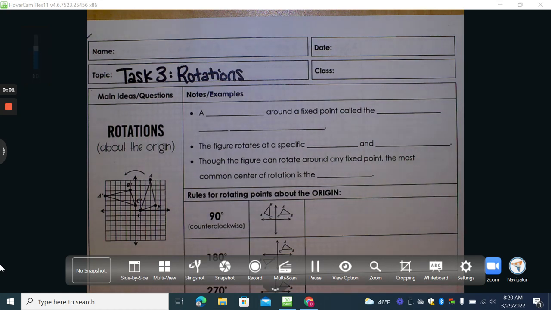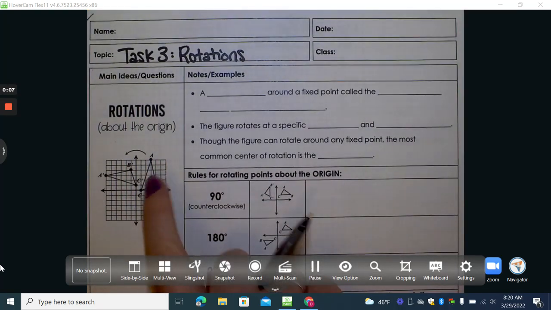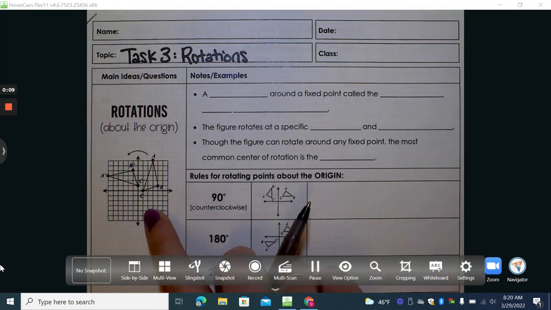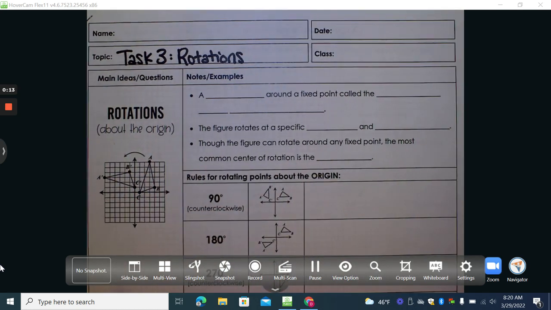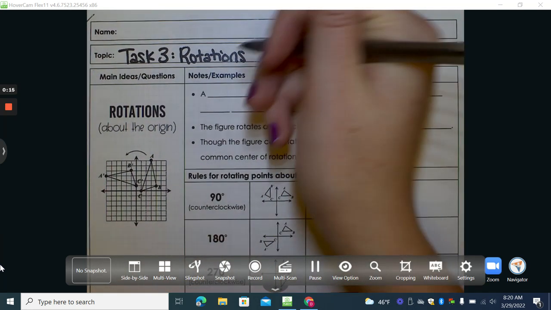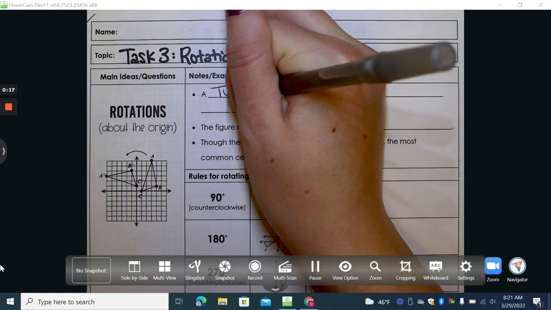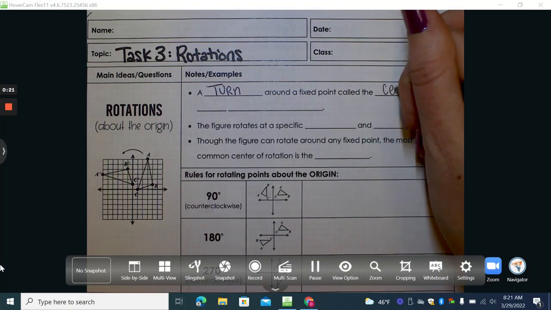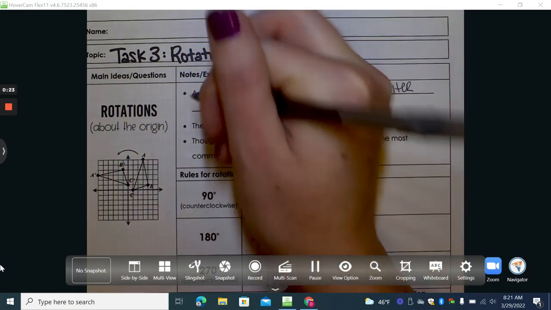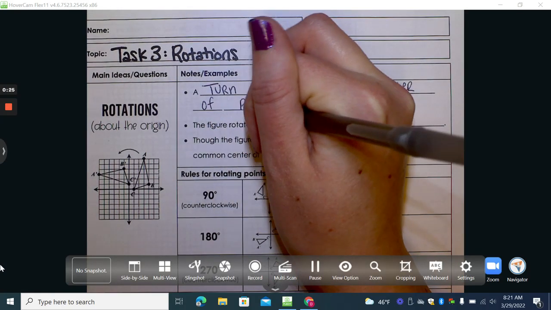All right, today's the last task for geometry and the last task of this little mini unit. We're going to talk about rotating a shape around the origin. So we're going to move it around the origin counterclockwise. So a rotation is really just a turn around a fixed point called the center of rotation.